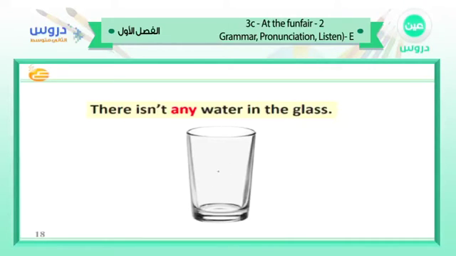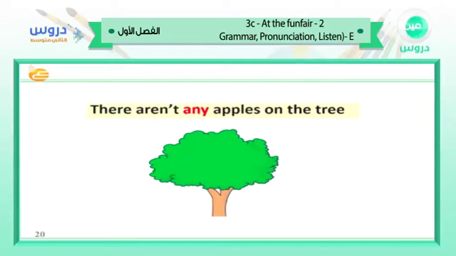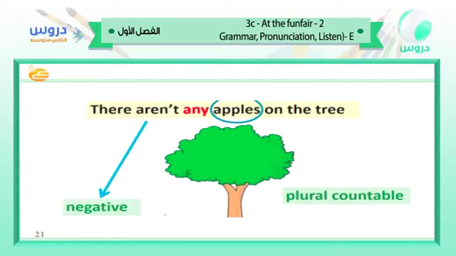But in some, there's some water in the glass. Okay? Difference between negative sentence and affirmative sentence. Some and any. Okay, let's go. Negative, as I told you before, and uncountable, water in the glass. There aren't any apples on the tree. There aren't. But in some, there are some apples on the tree. So there's a big difference. Aren't. Negative and plural countable. Okay? Got it? It's easy.